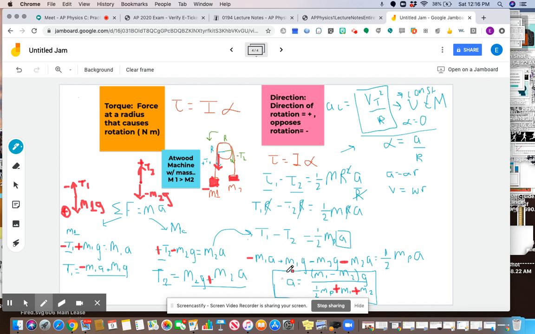Okay, so that's our shortcut equation for an Atwood machine with mass.